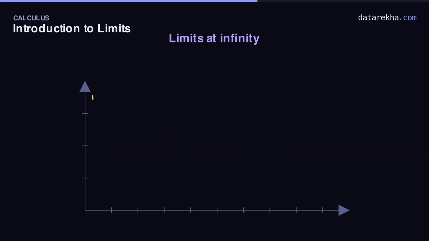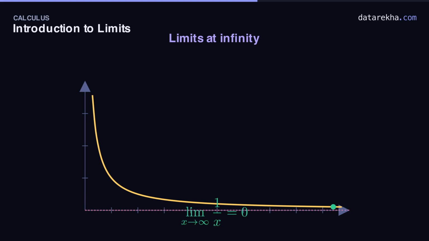Take 1 over x. Push x out to the right, 10, 100, 1000, and 1 over x shrinks. Not 0.1, not 0.01, not 0.001. The curve flattens, hugging the horizontal axis but never quite touching it. That flat line it approaches is called a horizontal asymptote. In limit language, the limit of 1 over x as x goes to infinity is 0.